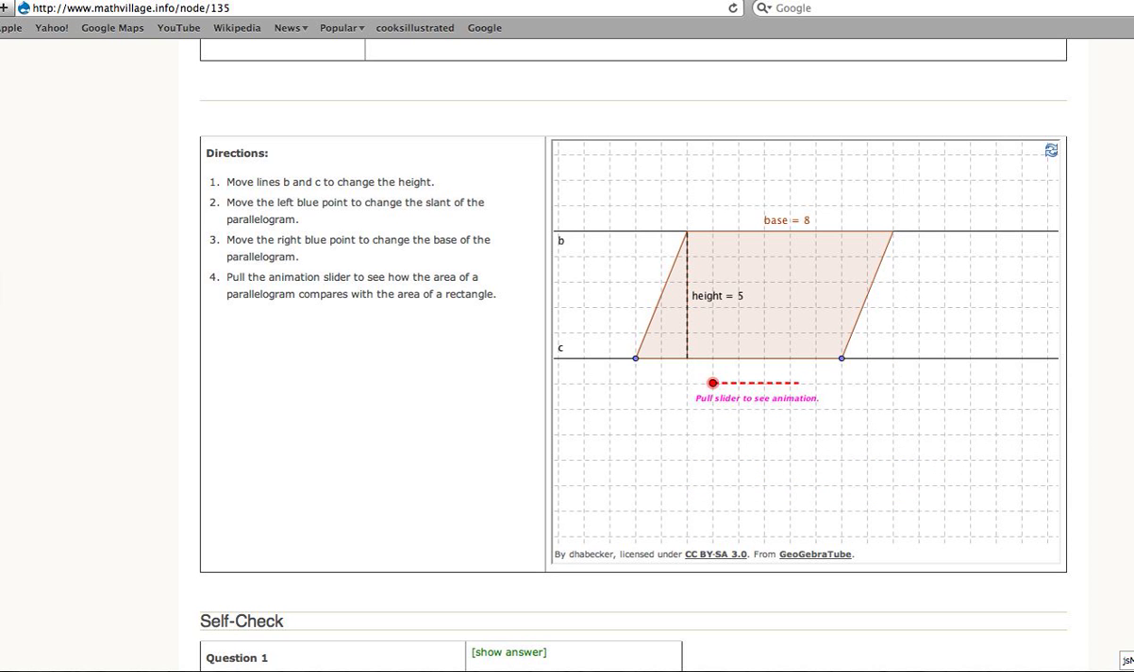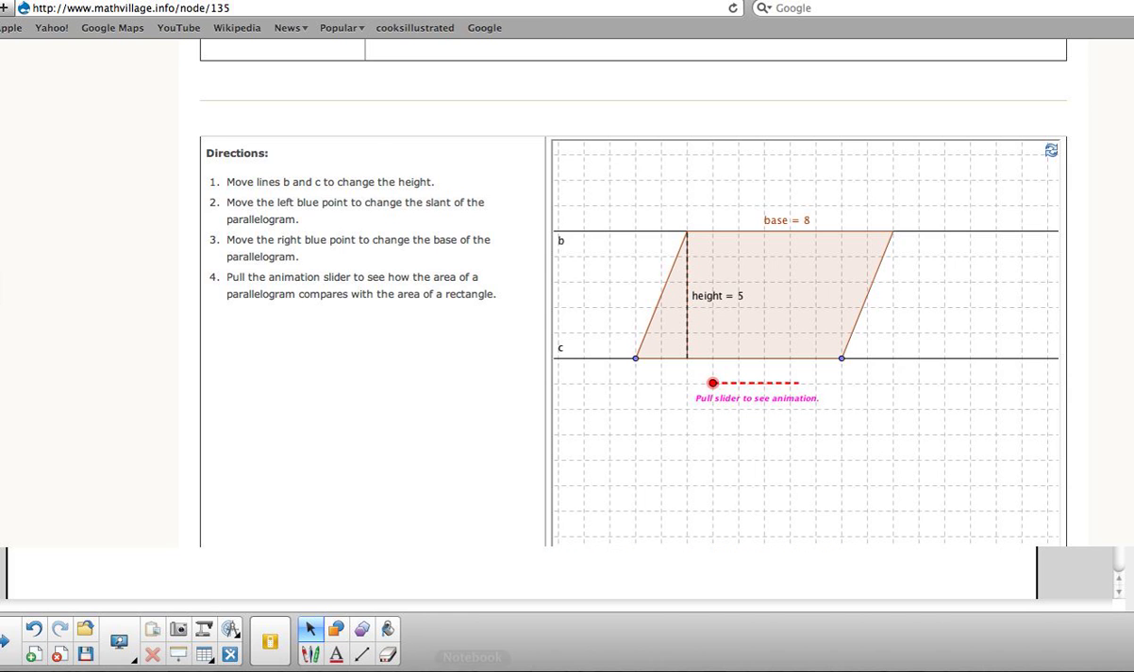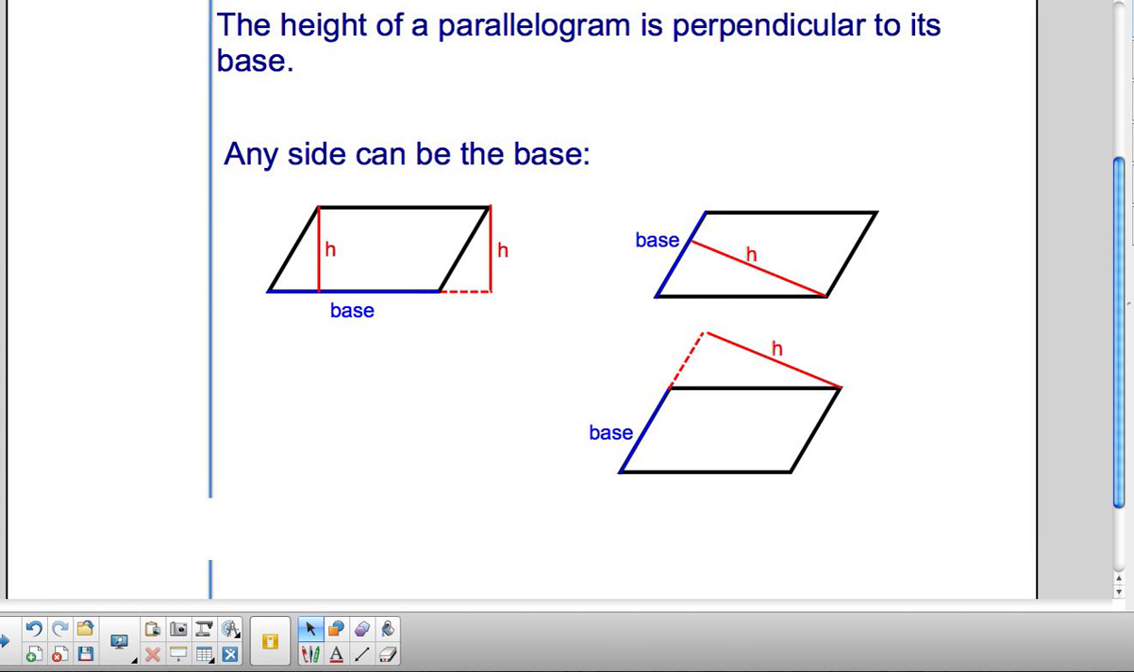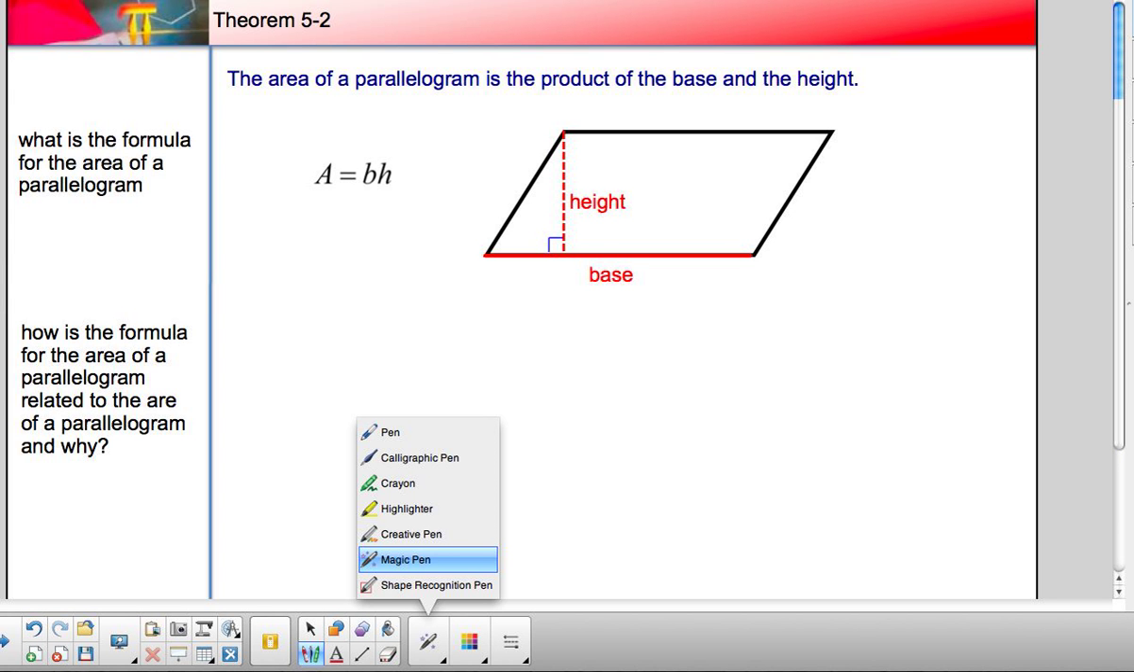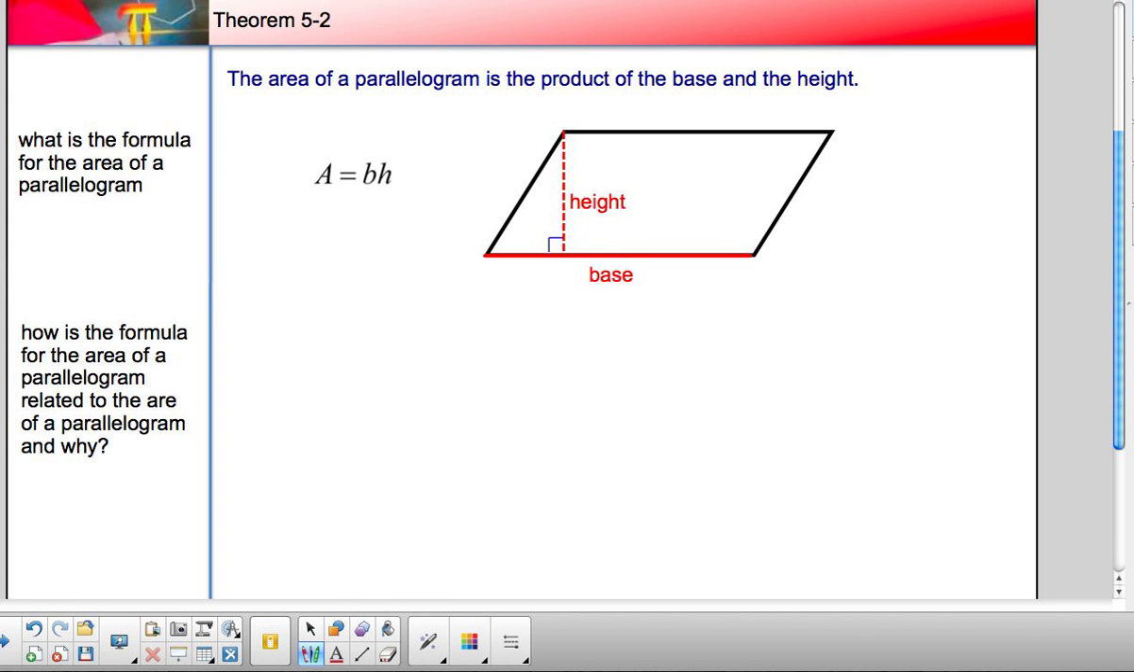Okay, so let's go back to our notes and let's write that down. The area of a parallelogram is the product of its base and its height. Or in other words, the area is equal to the base times the height. A equals BH. It's the same formula as that for a rectangle. That's awesome. Less things that we have to memorize.